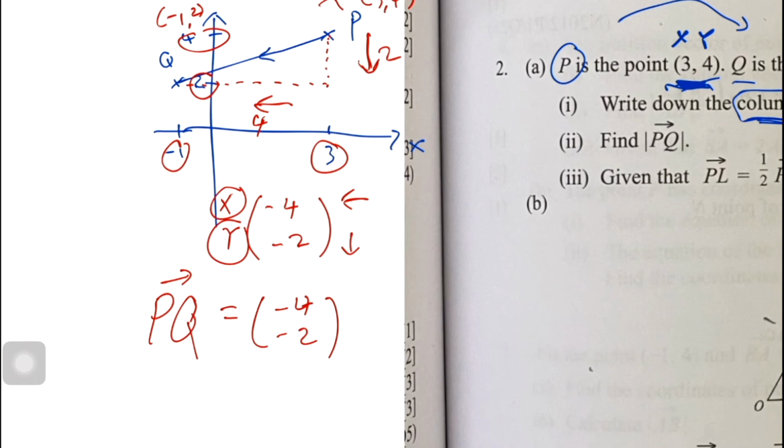Anyway, this is column vector. Column vector basically means the instruction you give to move from one point to another point, and the instruction must be x value, y value like that. Negative means move left, positive means move right, and for the y value, negative means move down, positive means move up. That's it. That's all.